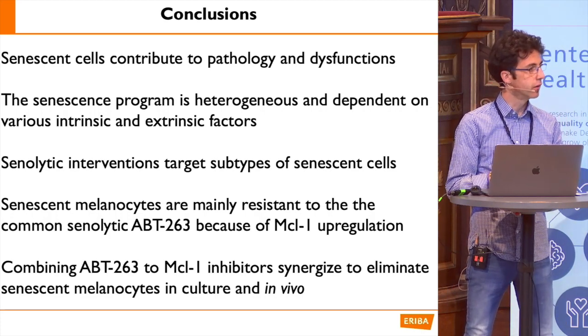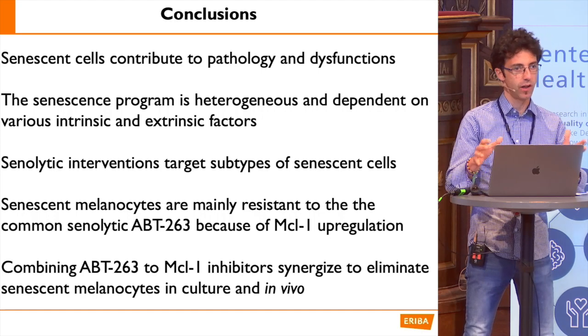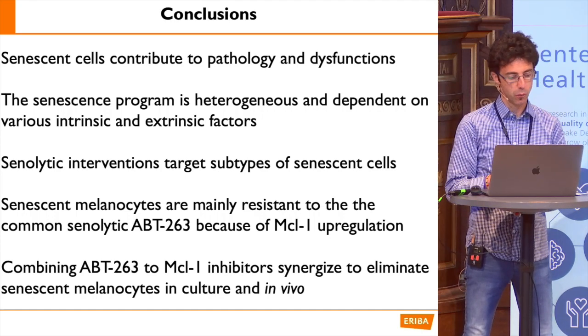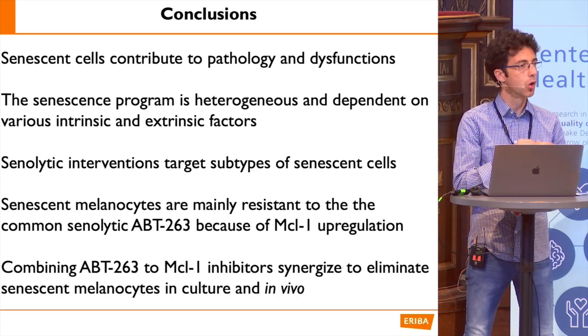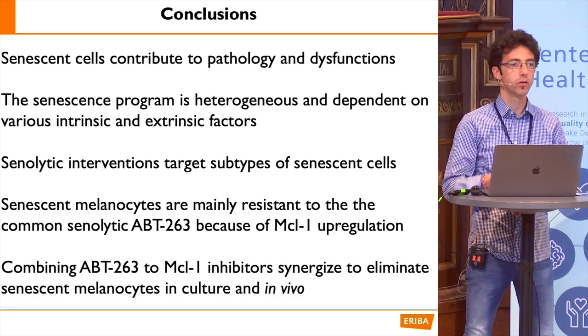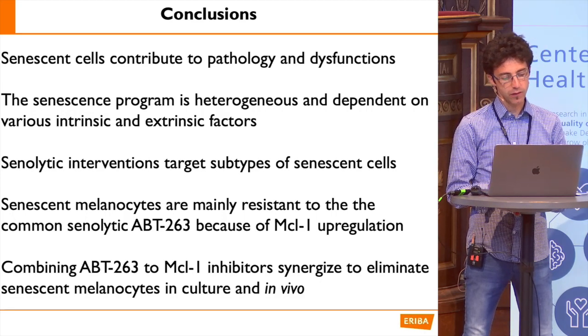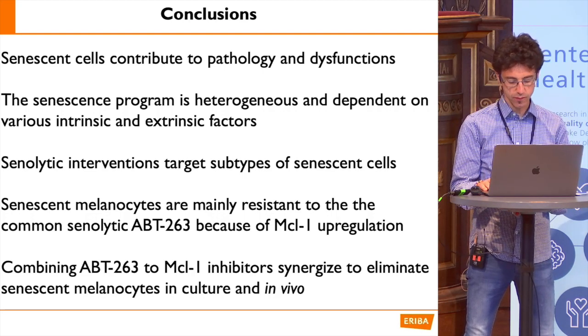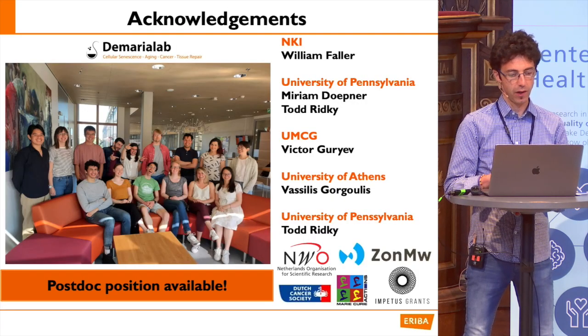However, as I mentioned, not all cells might respond the same to this compound. So it depends very much on the tissue and on the disease that we're looking at. And I showed you that combining different types of approaches, for example, inhibiting BCL2 proteins and the MCL1 anti-apoptotic protein, could also synergize to eliminate certain types of senescent cells, in this case, senescent melanocytes.